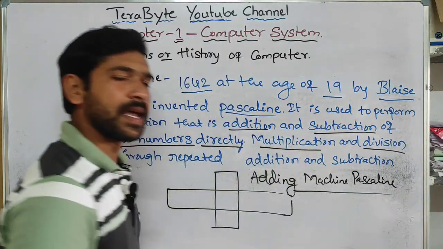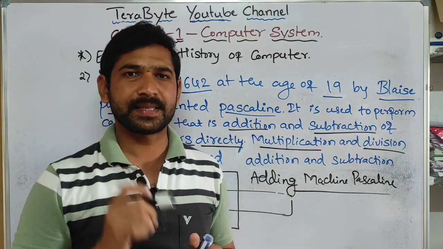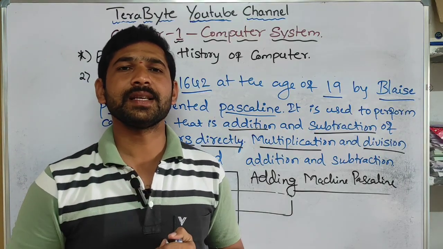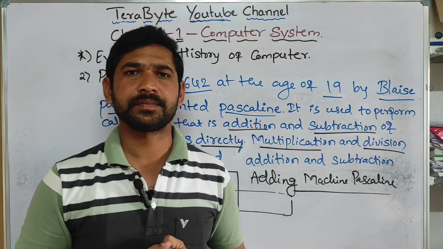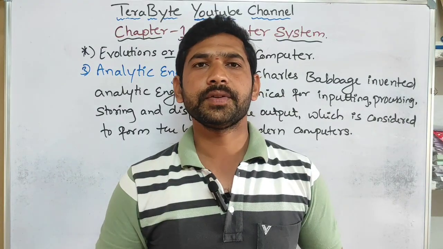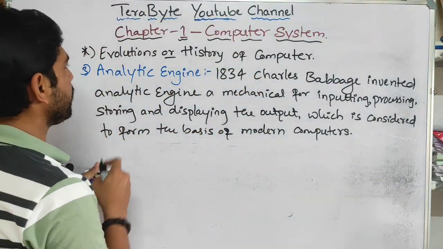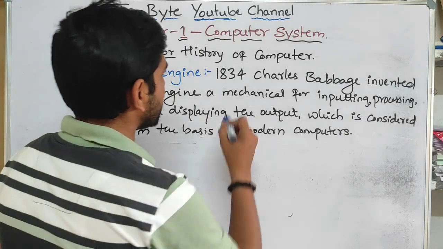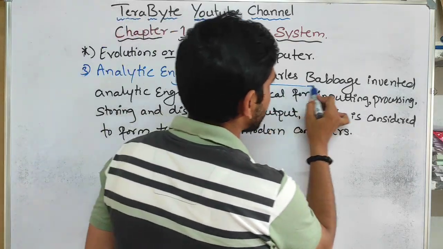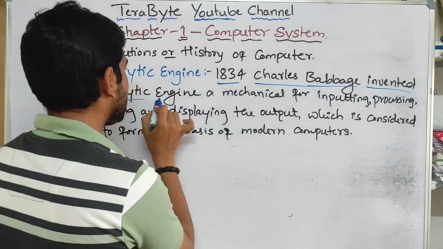It is also called adding machine, Pascal Line. Okay, so the next one is the analytical engine. In the year 1834, Charles Babbage invented the analytical engine.